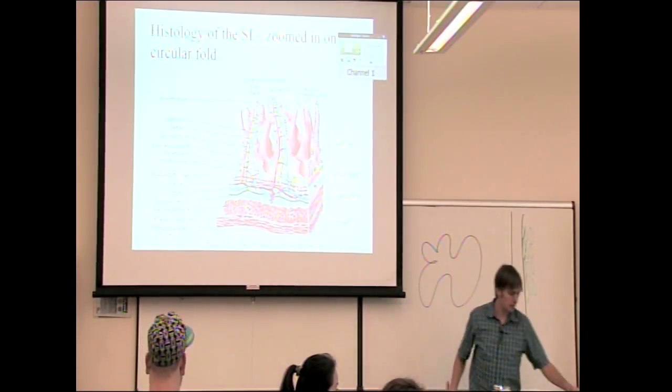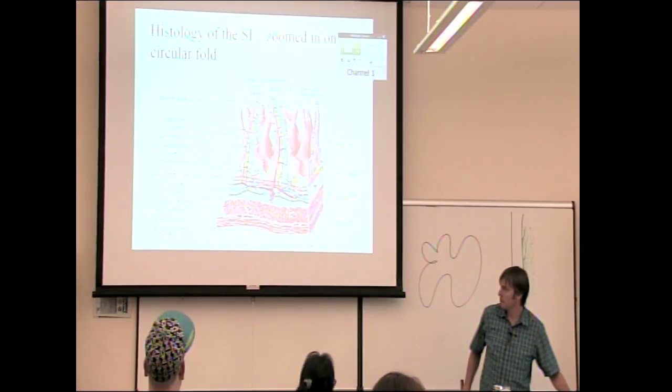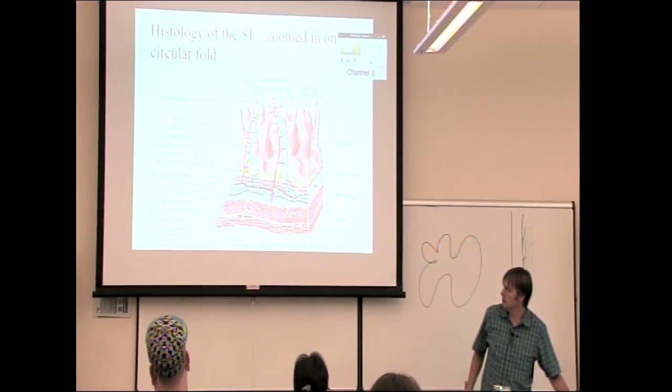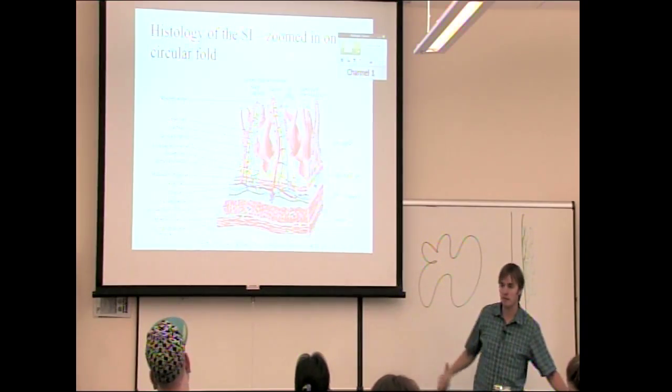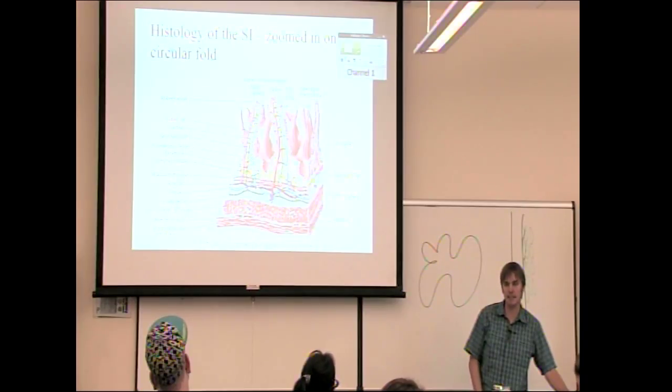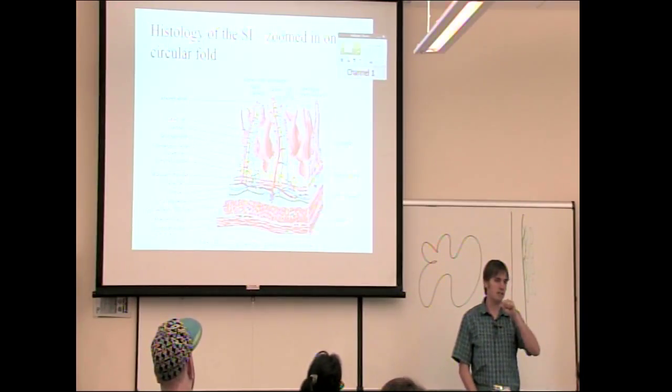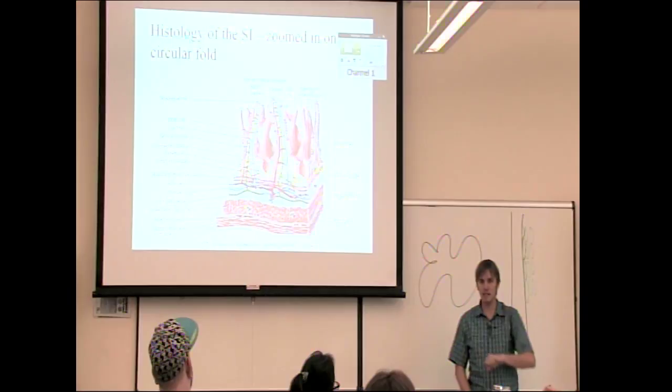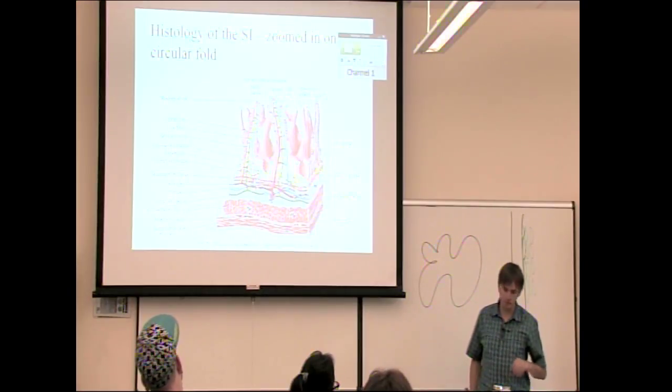And then, of course, there's muscle there, too. Because that food, without a muscle layer, wouldn't get pushed through the small intestine. It would just kind of sit there. So there's constant rhythmic contractions from one end to the other, pushing things through slowly.